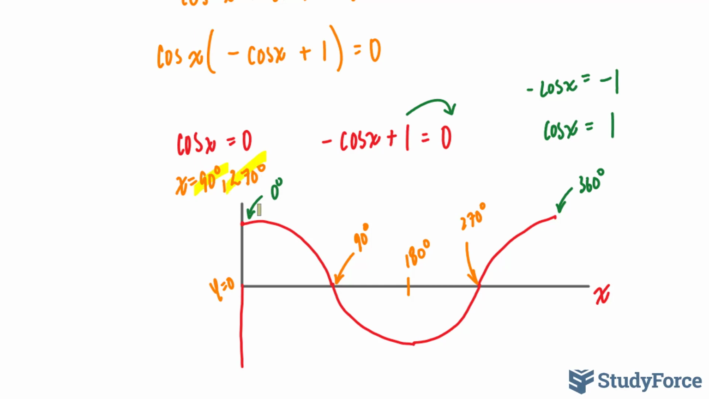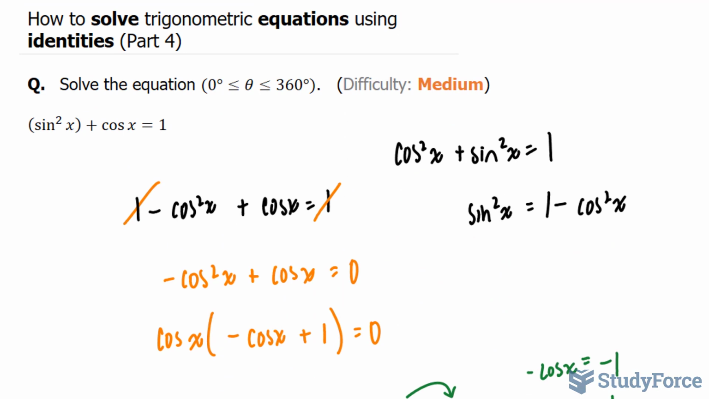These four angles satisfy the restriction set at the beginning of the question where they wanted angles between 0 and 360 degrees. And there you have it. That is how to solve trigonometric equations using identities.